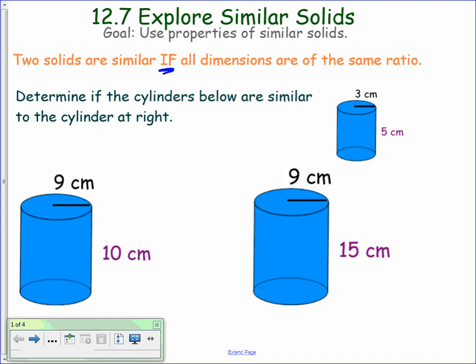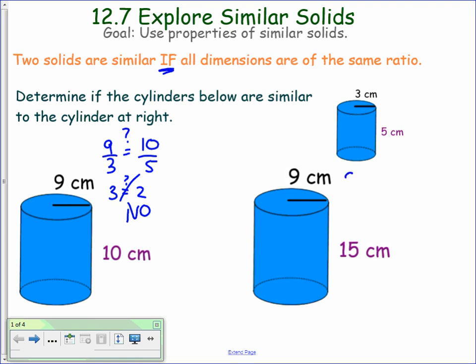To do this, first we're going to compare the radius of this one over the radius of the original. Is that equal to, are they equal? So is the ratio of the radii equal to the ratio of the heights? And we get this one equals 3, this one equals 2. No, they are not similar.